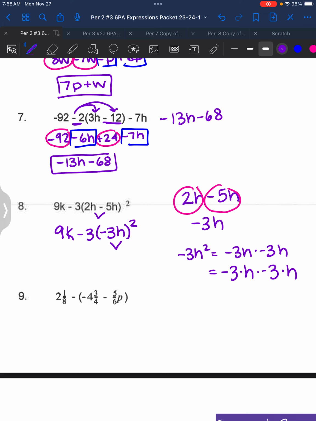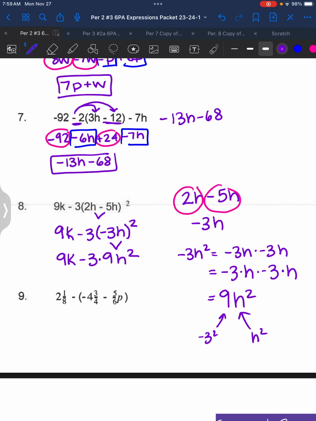When you're multiplying these, you're going to start by multiplying the coefficients. So negative 3 times negative 3 is 9. Then multiply the variables. H times h is h squared. So when you take apart what just happened, negative 3 squared turns into 9, and h squared turned into h squared. So I'm going to bring that back into my problem. 9k minus 3 times 9h squared. There's still nothing to distribute here.